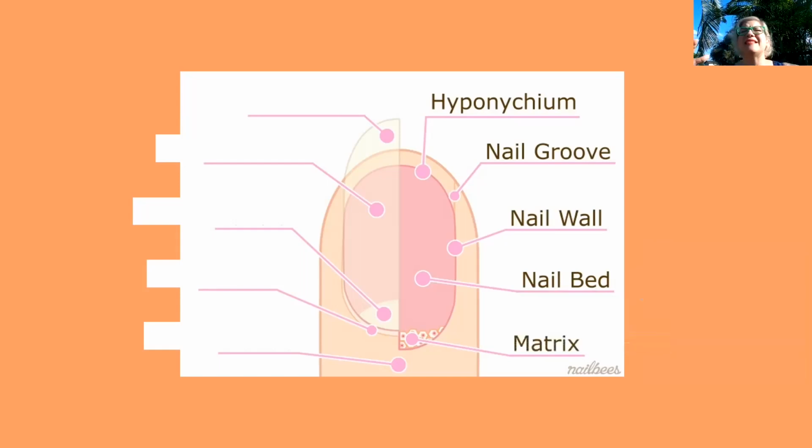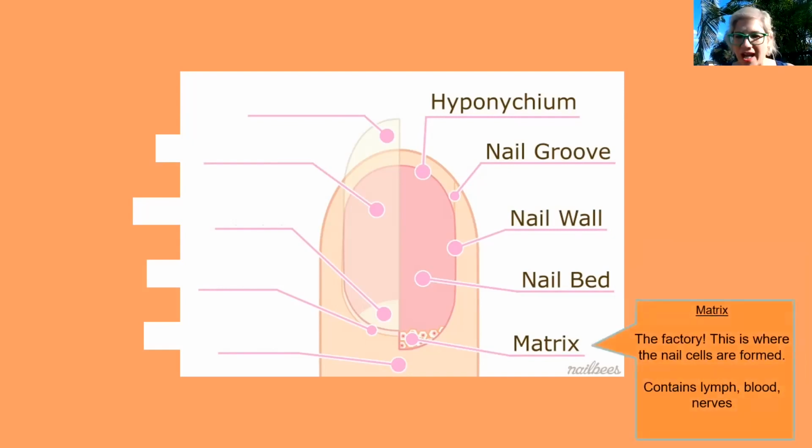Next, you have your matrix. This is the most important part of your nail. If you damage the matrix of your nail, there is a high probability the nail will not grow back. So it's the factory, okay? This is where all of your nail cells are formed.